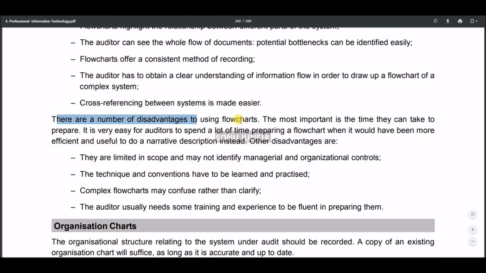So there are a number of disadvantages of using flowcharts. The most important is time. They can take time to prepare.